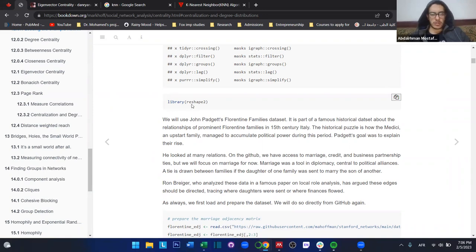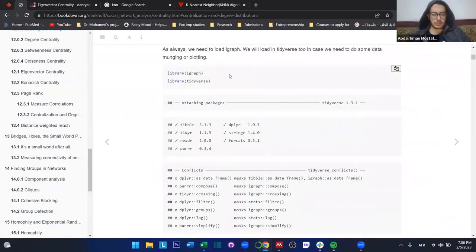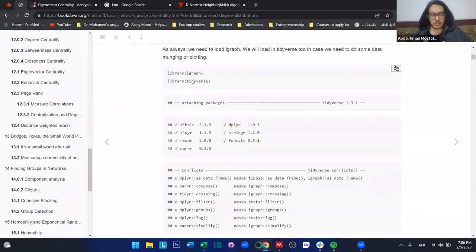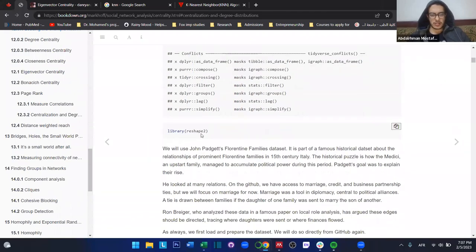So we start by loading the library. We load iGraph and tidyverse. I haven't mastered working with tidygraph yet, so I haven't done that. And we also will use reshape later on, specifically the melt function, I believe.